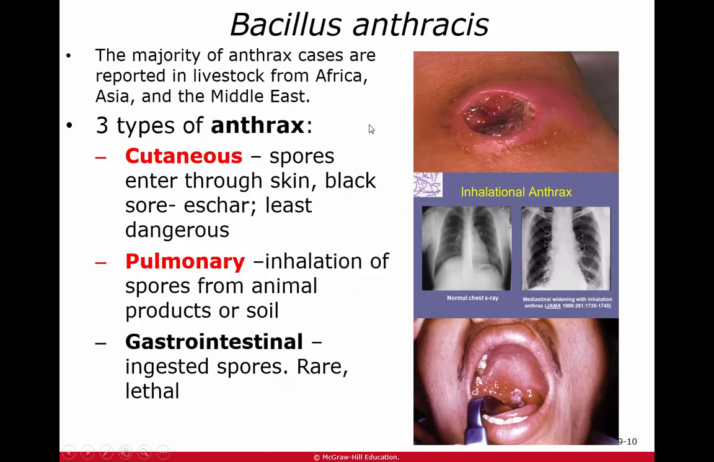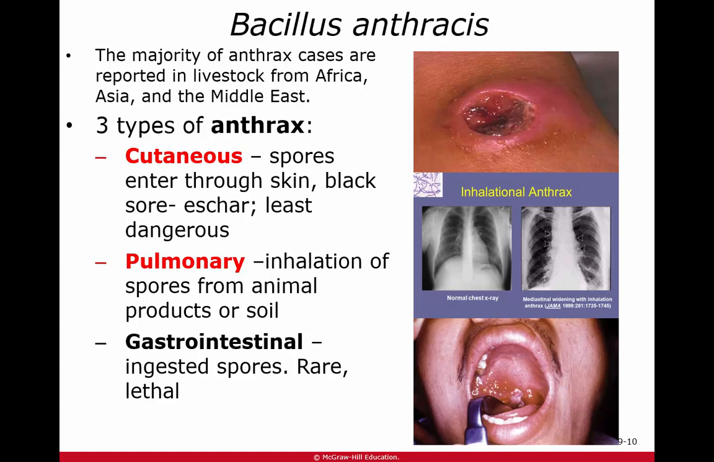So, what are the three major types of anthrax? You have cutaneous anthrax, pulmonary anthrax, and gastrointestinal anthrax. By the way, most of these come from the Middle East, Asia, and Africa, and it's usually through livestock. Cutaneous is going to enter through the skin, thus the word cutaneous, and typically what's going to happen is you're going to get a black sore. We call that an eschar. And the cutaneous anthrax of the three is the least dangerous.